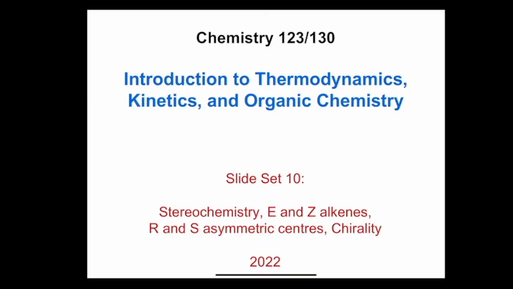Then we talked about conformers. Those are things like staggered and eclipsing. These are rotation about a single bond. Last time we introduced stereoisomers. Stereoisomers are a special class of isomer.